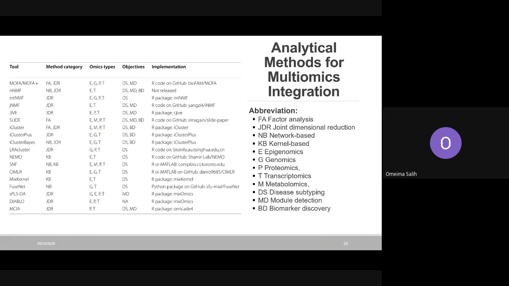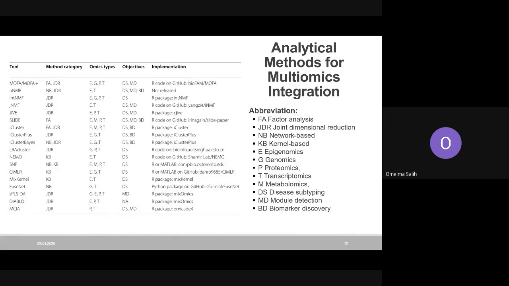This table shows different analytical methods. I'm showing this table just for knowledge. There are different tools for helping to integrate the data, because as we saw before, there are the 4 stages of multiomics. Before analysis, there is integration of this data.